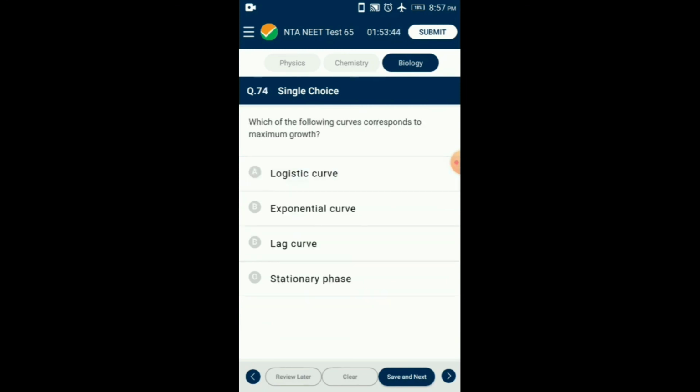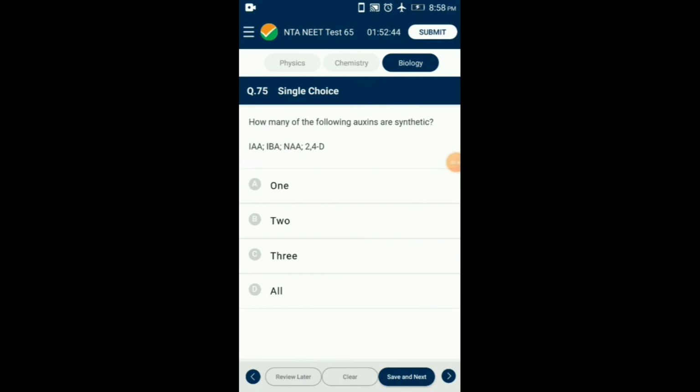Question number 74. Which of the following curves corresponds to maximum growth? Most living organisms under natural conditions show a sigmoid curve in which there is an initial slow growth called the lag phase, followed by the log or exponential phase, and then a stationary phase is observed. So the answer is option A, logistic curve.